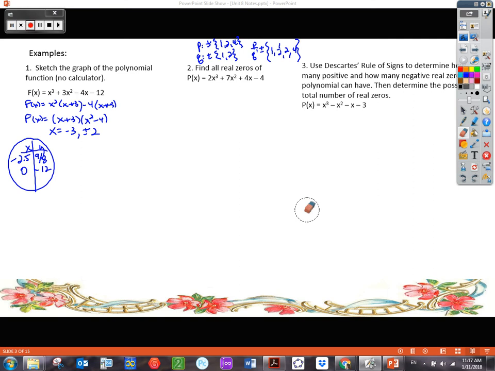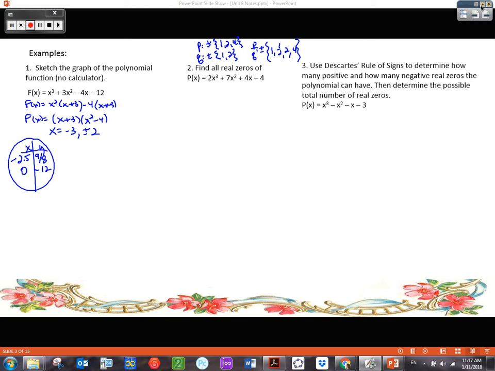I usually don't guess right the first time. I usually have to do several rounds of synthetic division before I can figure out where 0 is. So I have already done this problem, so I'm just going to go straight to it. I know one of the zeros is negative 2. So then remember about synthetic division, we copy down those coefficients.